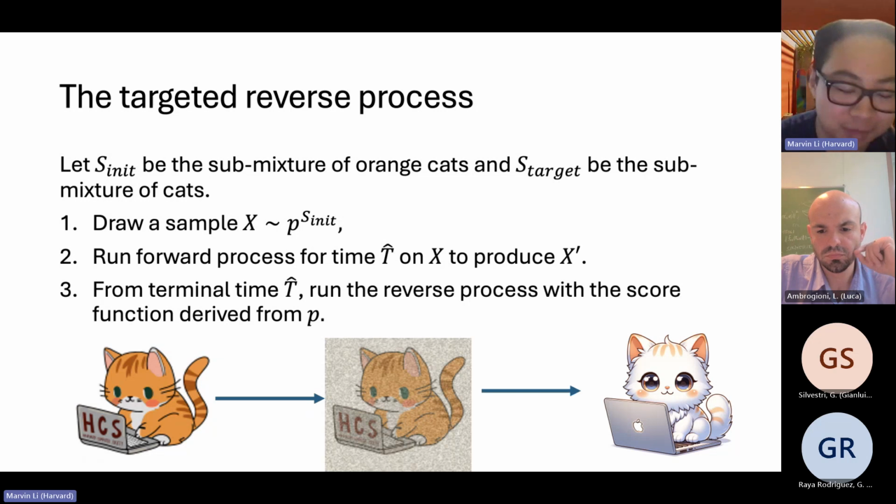We can imagine that S init is a submixture of orange cats and S target is just a submixture of cats. We're trying to figure out to what level we need to noise it to get the submixture of all cats.